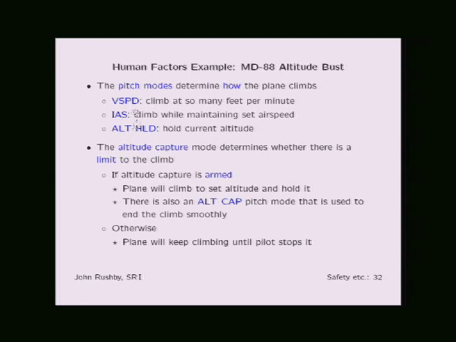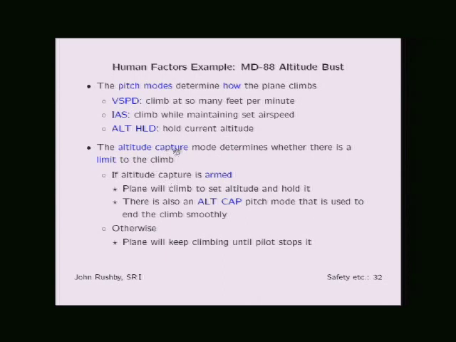Then there's a different mode. The way to think about this is, you can think of this as a state chart, if you will, where you have two processes, one of which is the pitch mode and one is this other thing called altitude capture mode. Now the altitude capture mode has a different function. It's determining whether there's a limit to how much the plane climbs. So there are two possible values for this. It can either be armed or disarmed.